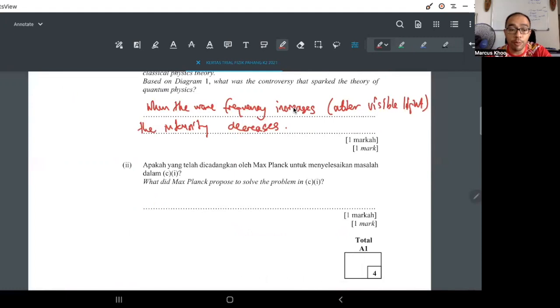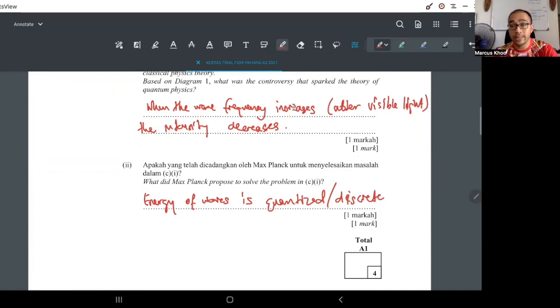So what did Max Planck propose to solve the problem in C1? He proposed that energy of waves is quantized. You can say either is quantized or is discrete, or it's in packets lah. But the word quantum refers to the packets of energy. This was Max Planck's proposition, his idea to solve this problem. Don't think of waves as just up down, but think of waves as packets of energy, which we call quantums. That's why we call this quantum physics.